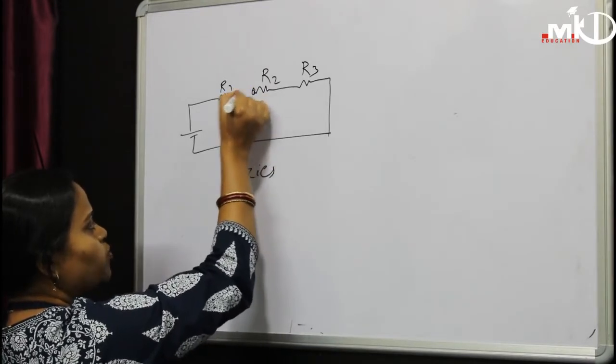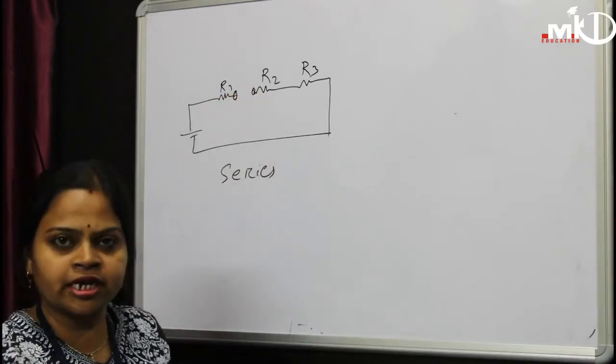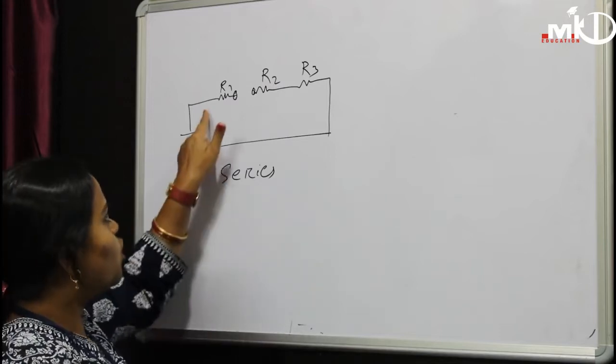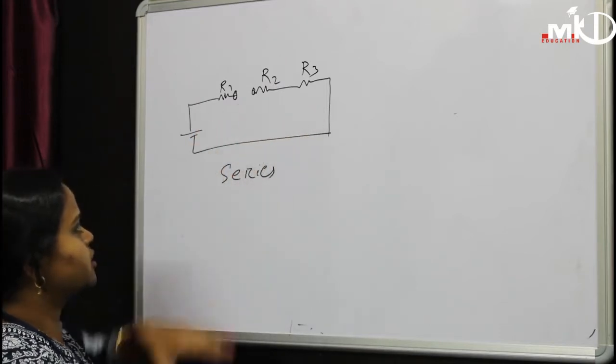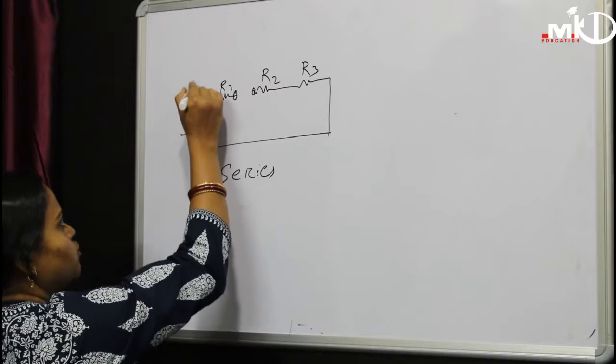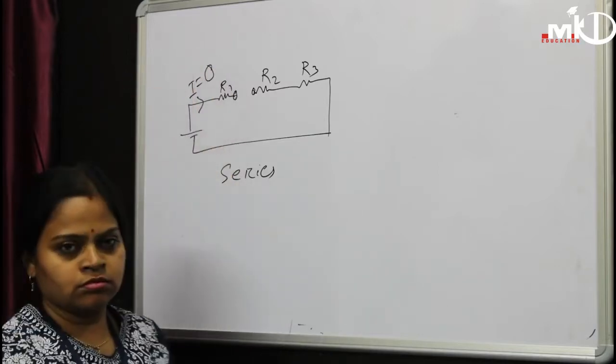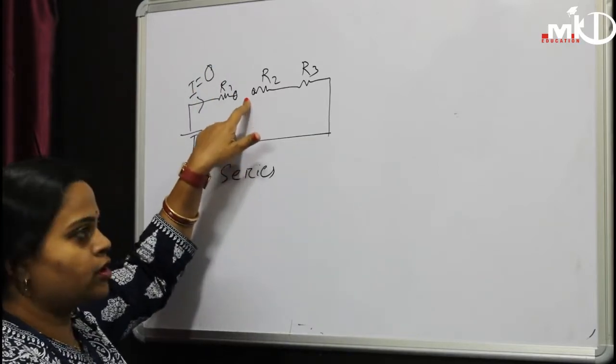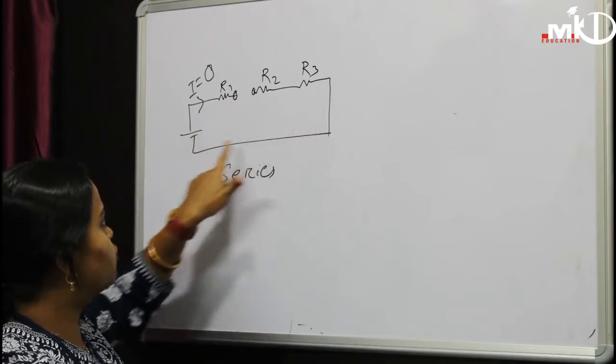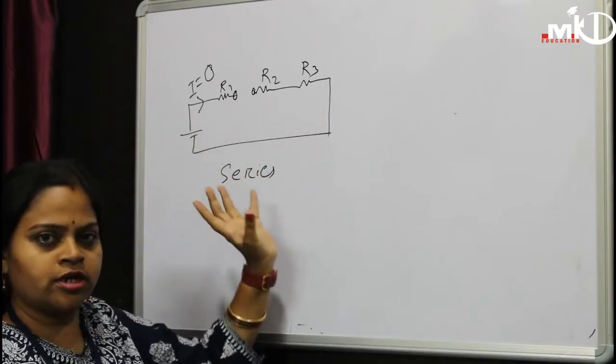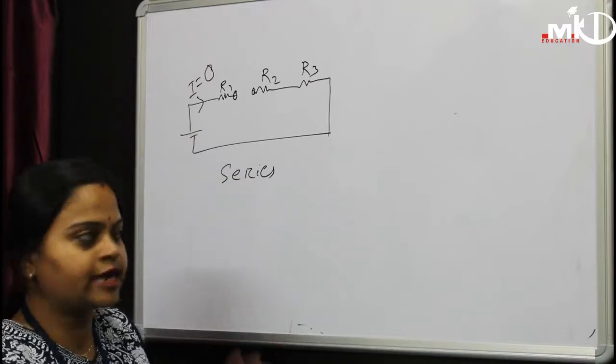So if it is open, it is not a closed circuit now. So no current will flow through this circuit. I is equal to 0 here, simply 0. If one fault will occur or burn out, no current will flow through this circuit. So obviously the entire circuit will be inactive.